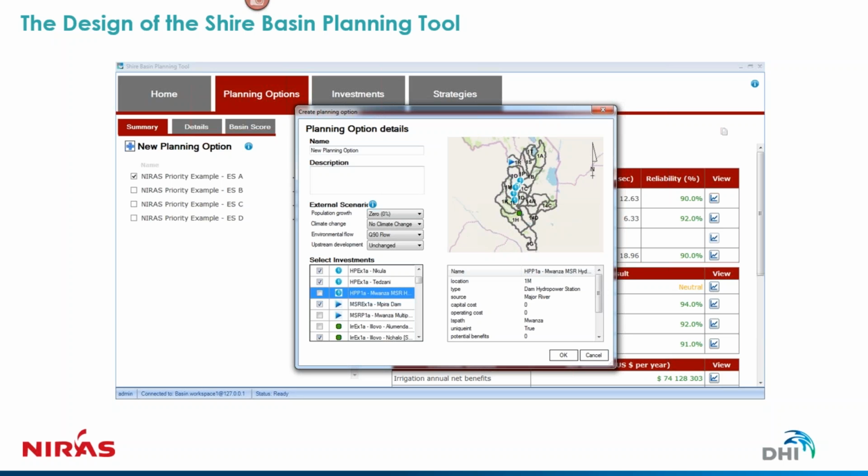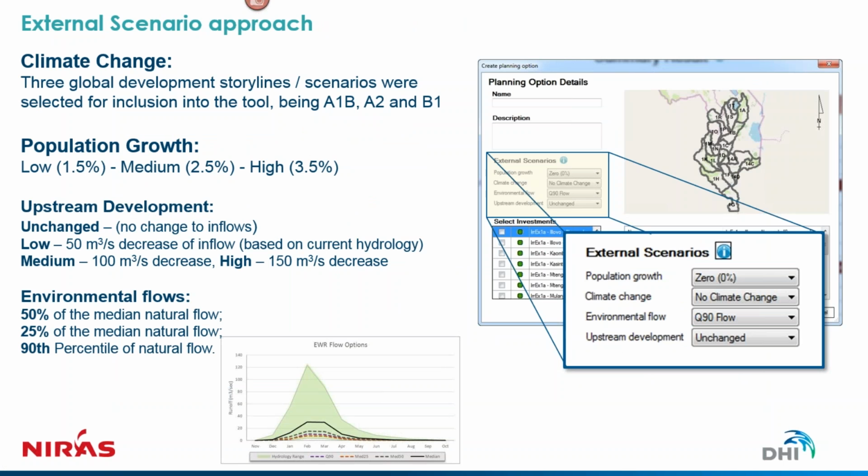The slide that you see here has a pop-up window with details for a specific planning option, where you can see there are different types of investments that you can click on, and you can select different external scenarios and then run the model. I'll just describe a little bit the external scenario approach. We have analyzed the Shire Basin for 3 different development storylines, scenarios you can say, A1B, A2 and B1, and they influence the Shire Basin and also Lake Malawi in different ways. Then we have forecasted 3 different population growths, a low, a medium and a high, and population growth will influence the amount of water that is needed for water supply.